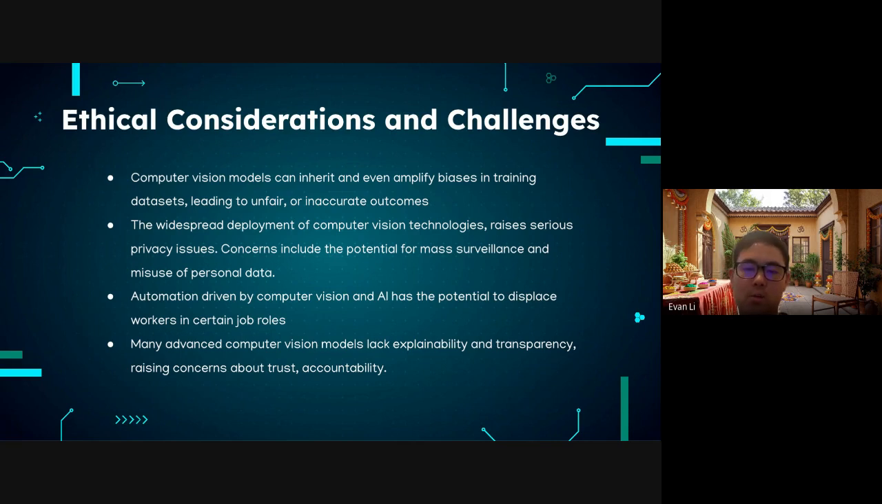In situations where decisions made by computer vision systems have significant consequences, such as medical diagnosis or autonomous driving, the need for transparency and explainability becomes even more critical. The ongoing development of explainable AI, or XAI, techniques specifically tailored for vision models is crucial for addressing this challenge, fostering greater trust in AI systems and ensuring responsible and ethical AI deployment in computer vision and beyond.